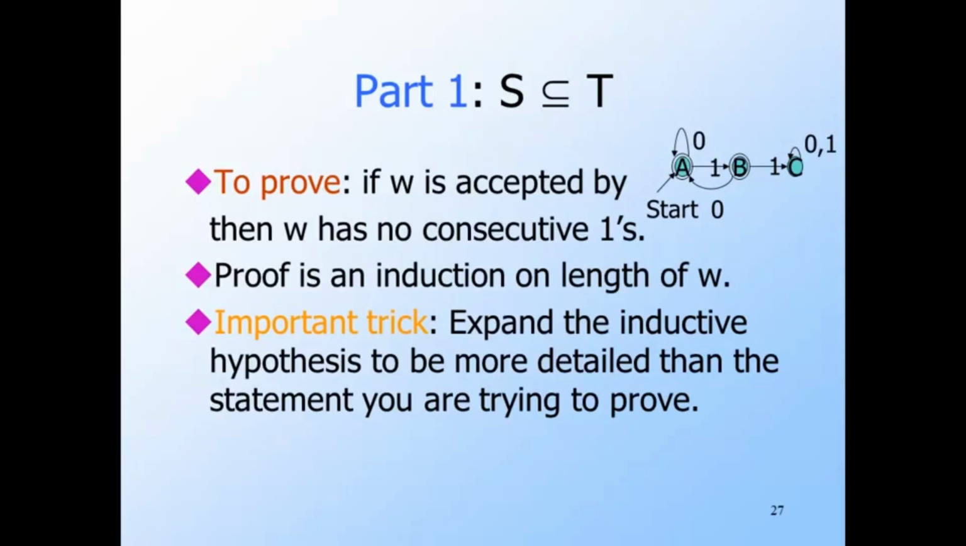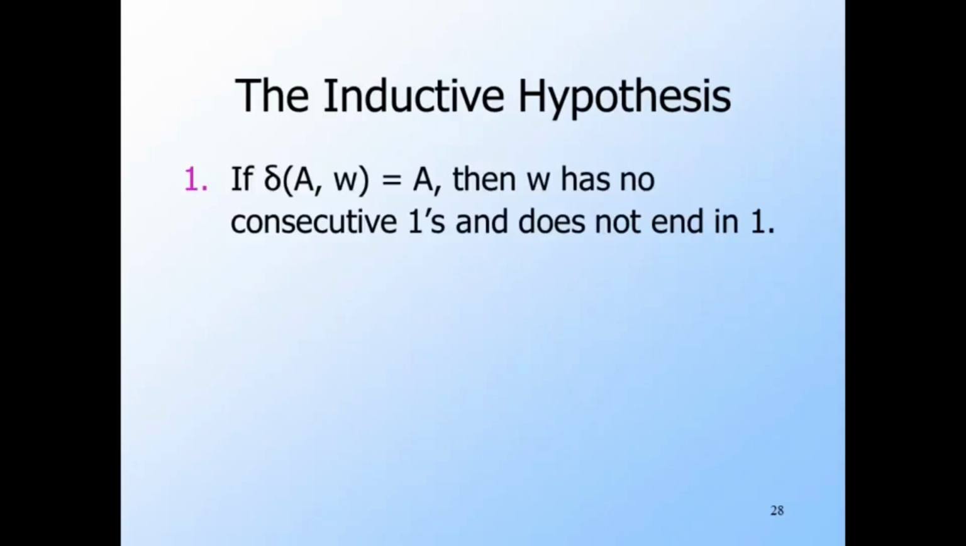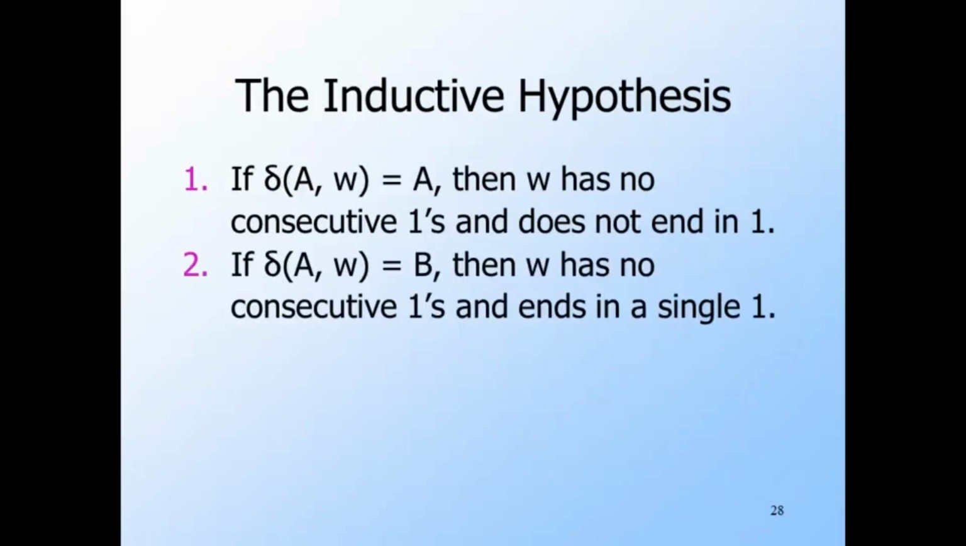Here we need to distinguish whether an accepted string gets you to state A or state B because we need to know whether or not the string ends in 1, even though the conclusion, no consecutive ones, is true in both states A and B. The inductive hypothesis will be in two parts. Part 1 says that if W gets you to state A, then not only is W good in the sense that it doesn't have consecutive ones, but it doesn't even end in 1. Part 2 says that if W gets you to state B, then W is still good, but it must end in 1.